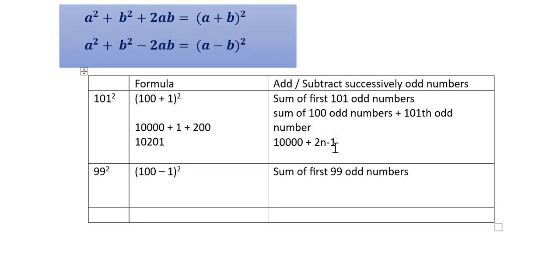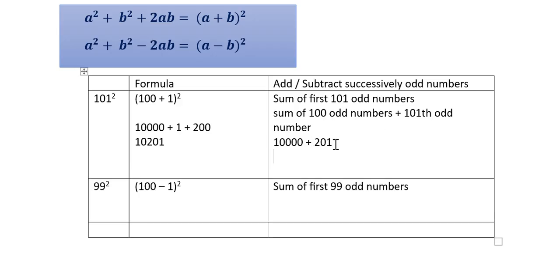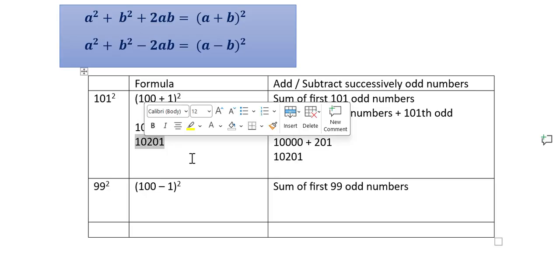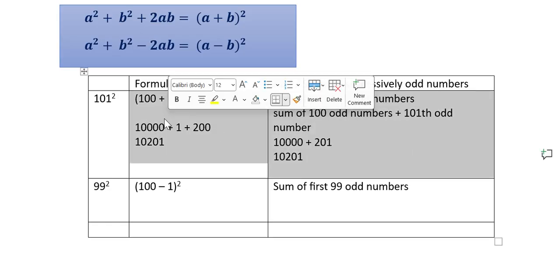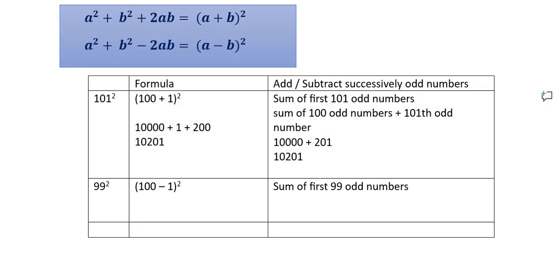Using this, we get 2 into 101 minus 1. If we solve this, 2 into 101 is 202, minus 1 is 201. And when we add this, we get 10201. So if you see, this number and this number match. So using the formula or using this odd number concept, we can find the square of a big number, which is 101 in this case.